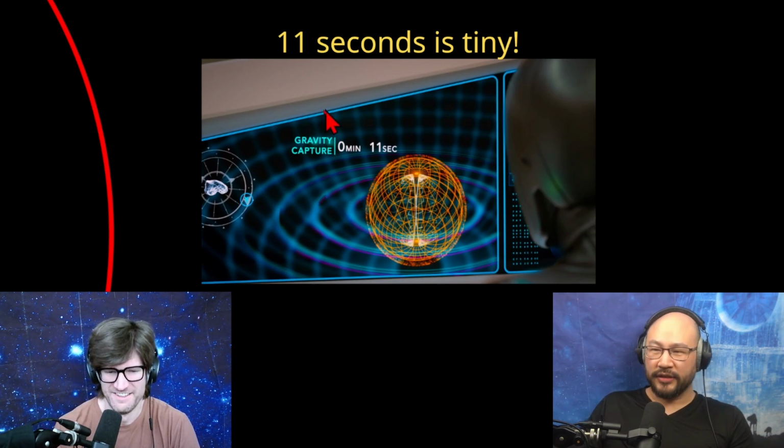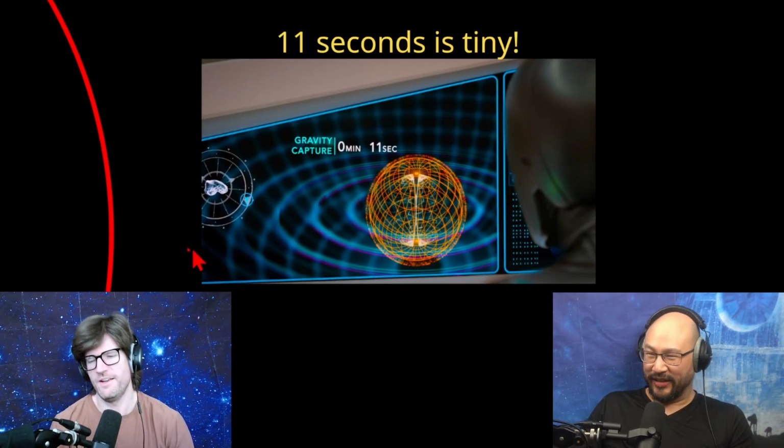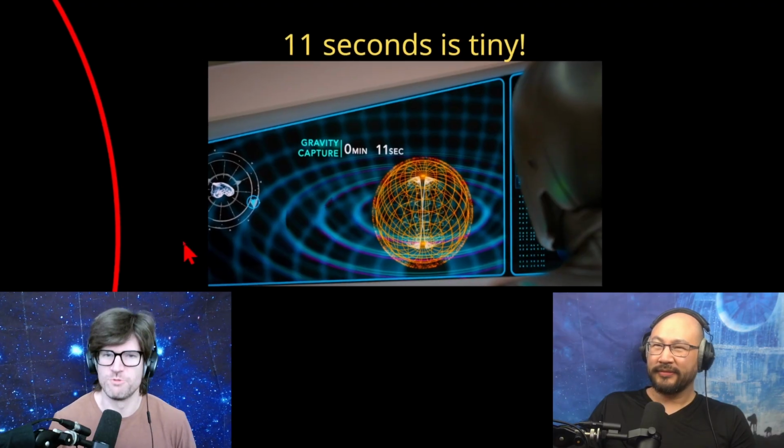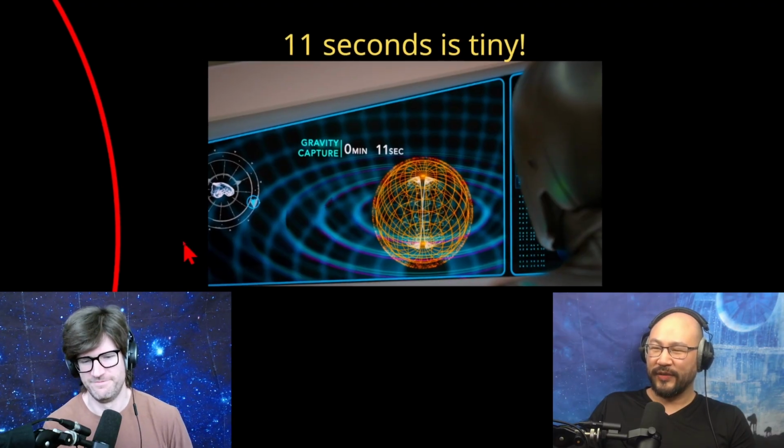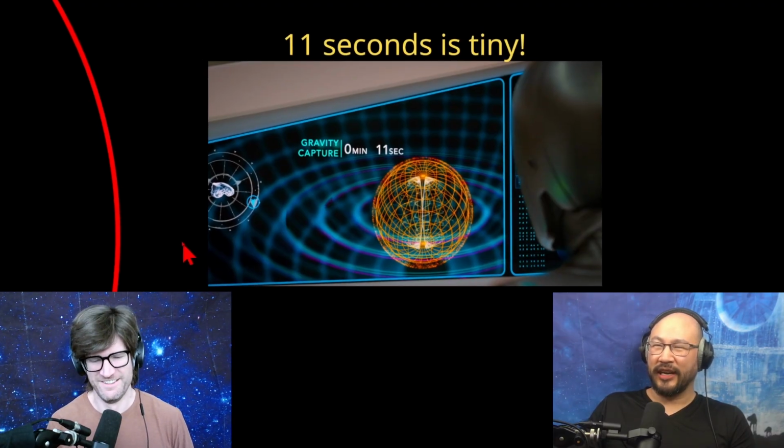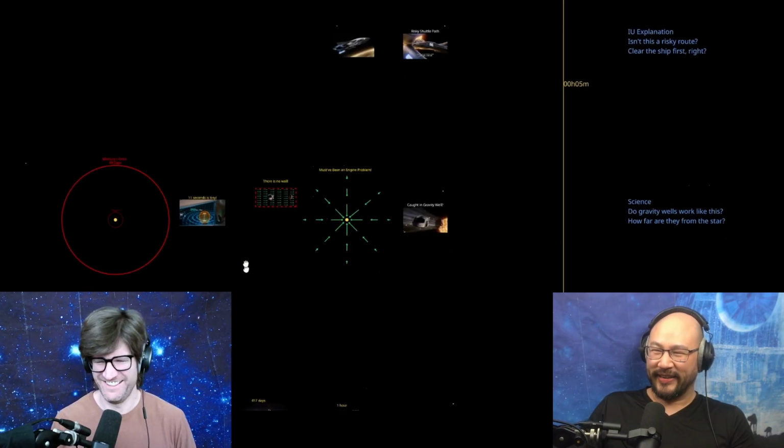I guess that means in the future this word means something different. We should adopt the future definition right now, which is something. So if I trip and fall, I didn't fall. It was gravity capture. Every time I slip and fall, just get all scientific about it. That's right. It's gravity capture.